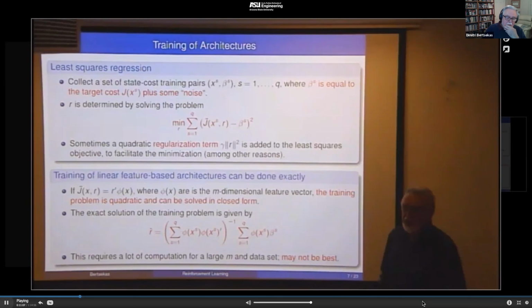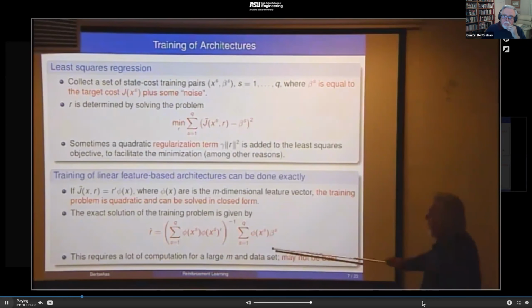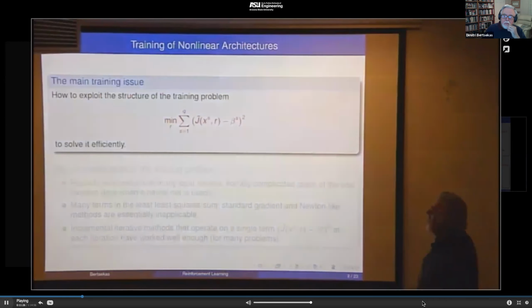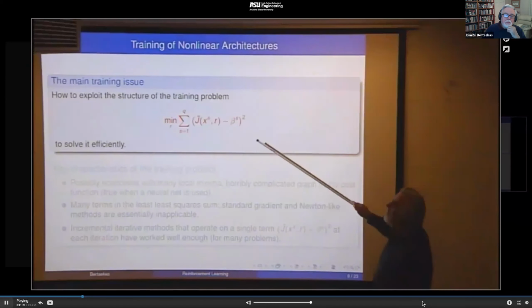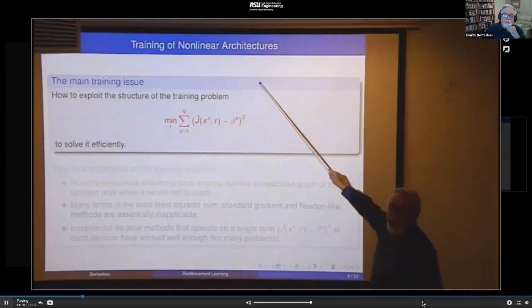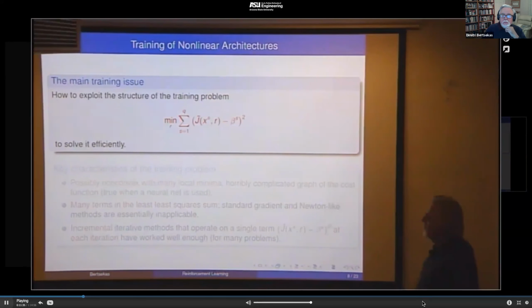be the best. In practice, very often, instead of solving this problem exactly, we solve it as if it were a non-quadratic optimization problem. It would involve a nonlinear regression. So let's go now into nonlinear architectures and how we train them. And this also applies to linear architectures, if we so prefer to address them.